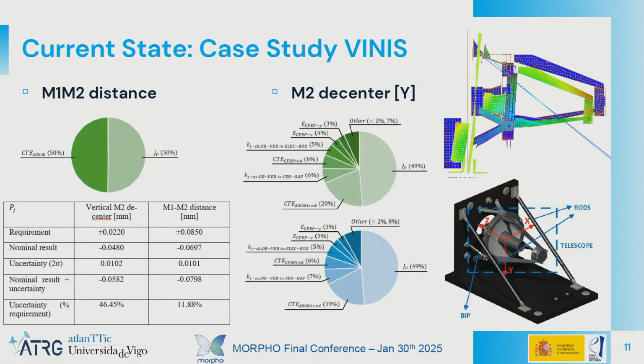And also with the different parts of the mechanical assembly. Here you can see the two performance parameters. One is the decentering between the two mirrors. This is a Ritchey-Chrétien telescope that has a main mirror and a secondary mirror, and then a focal plane behind. For example, this is the distance between the mirrors. So you can have here the requirement, the result, and the uncertainty, and the decomposition of all this.